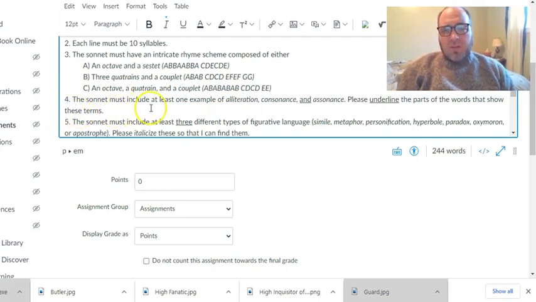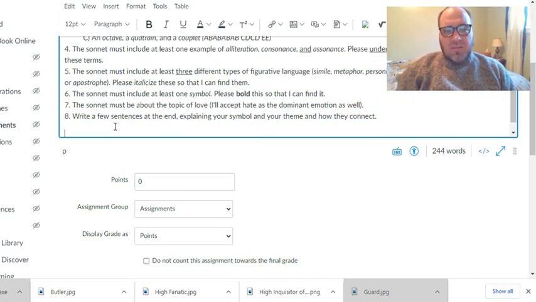Criteria number 4: the sonnet must include at least one example of alliteration, consonance, and assonance. One of each of those three. So please underline the parts of words that show these terms. Make sure you sneak that in there. You can look at that with your line edits at the end if you need to.